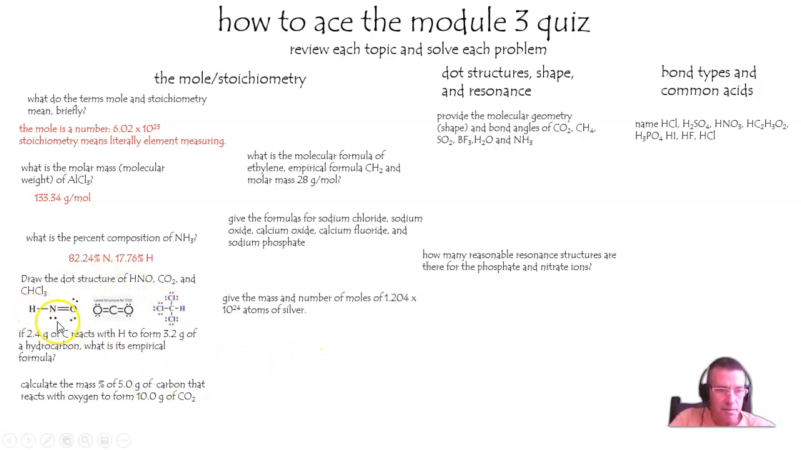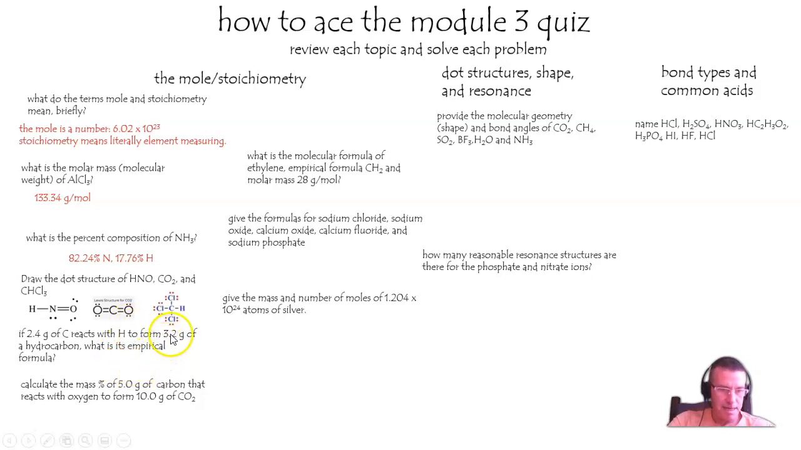There's HNO, which I wish I knew the name of. Here's carbon dioxide. There's chloroform. Continuing. If 2.4 grams of carbon reacts with hydrogen to form 3.2 grams of a hydrocarbon, what is its empirical formula?